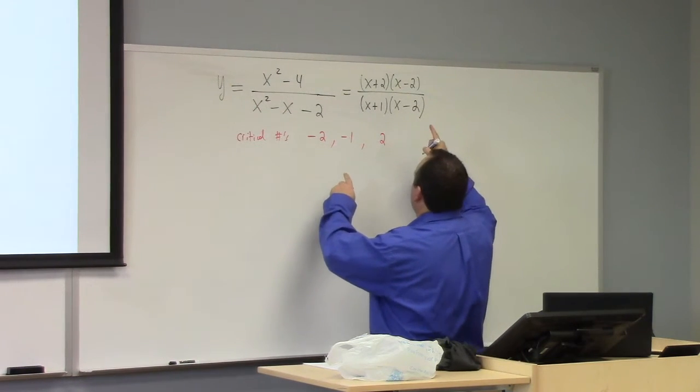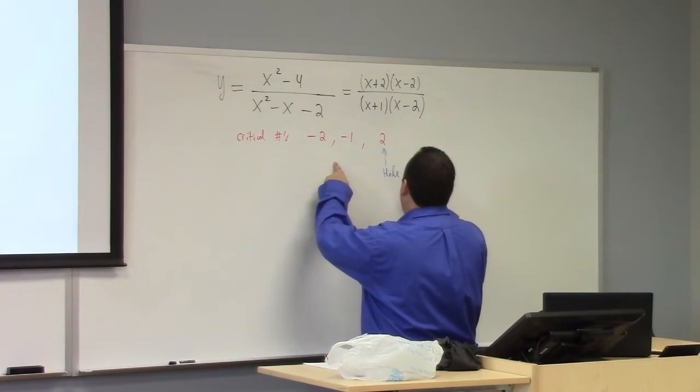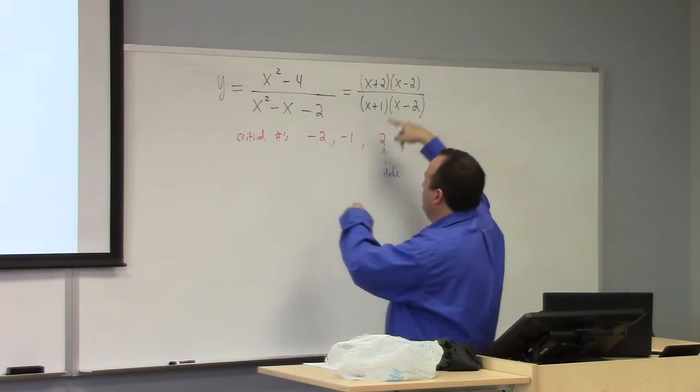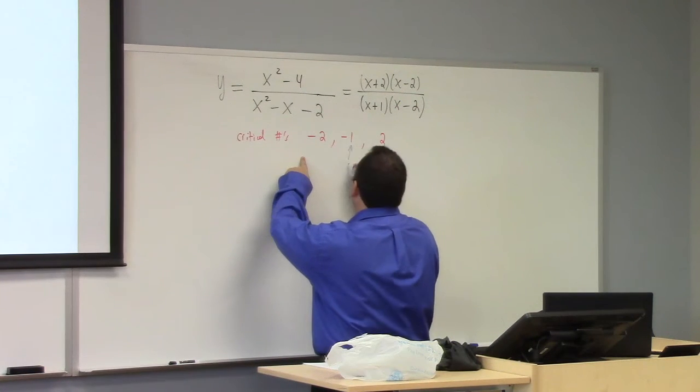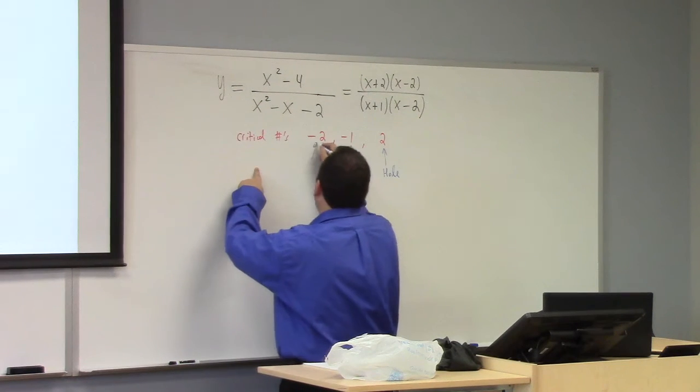So this is a hole in the graph. That's a hole because we've got both factors top and bottom. That's a hole in the graph. The -1 is going to give us a vertical asymptote. And the -2 is going to give us an x-intercept.